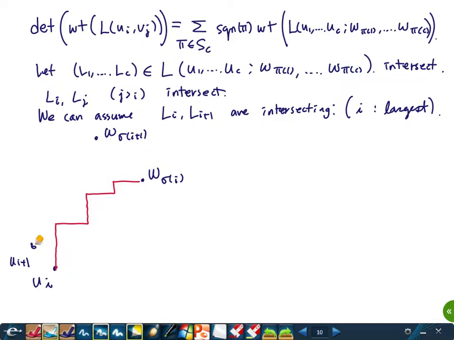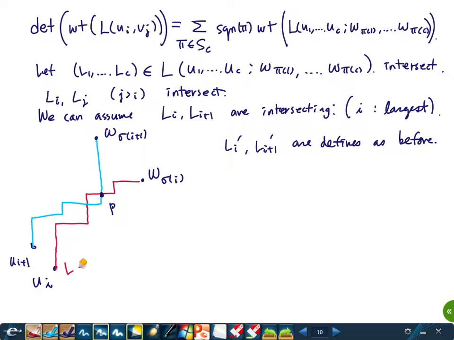And this goes like that, all right? We have some intersecting pair, they are adjacent. So we will do the same thing, take the last point P, and then swap the tails. So Li prime, Li plus 1 prime are defined as before, meaning change this. So this is Li, this was Li plus 1, and Li prime is now you go all the way to P and then you use the other path.